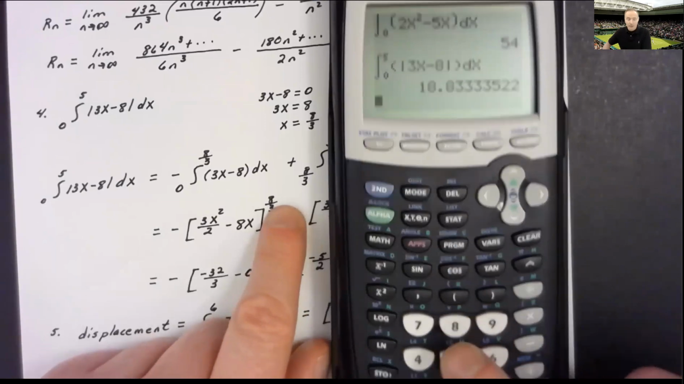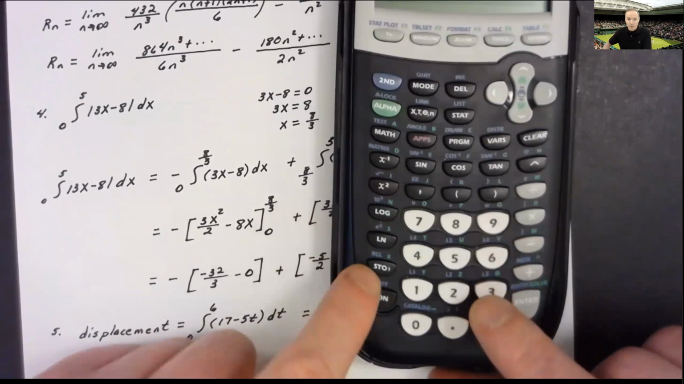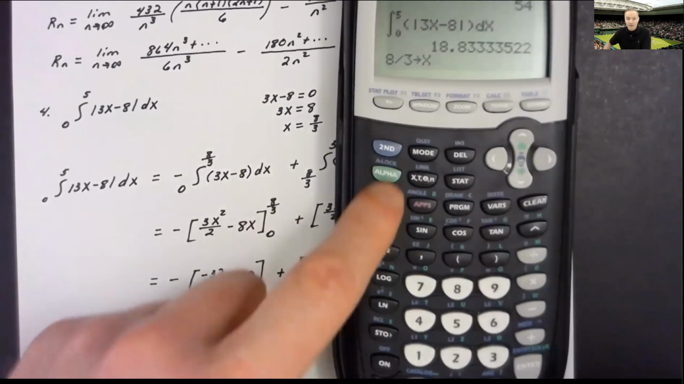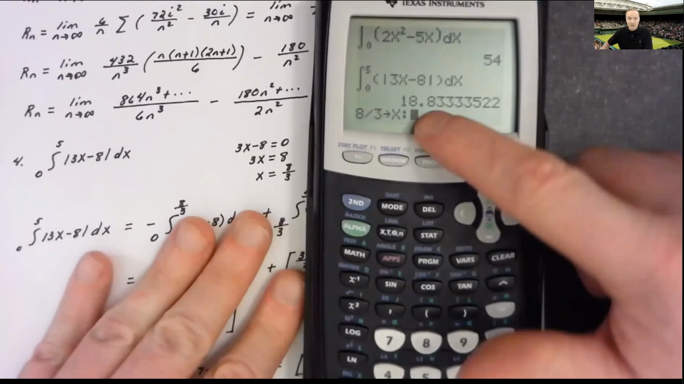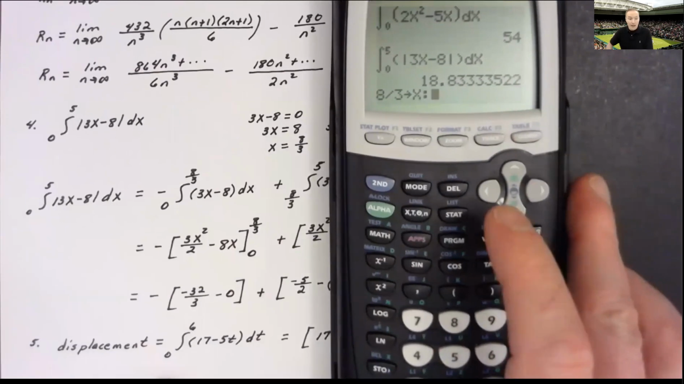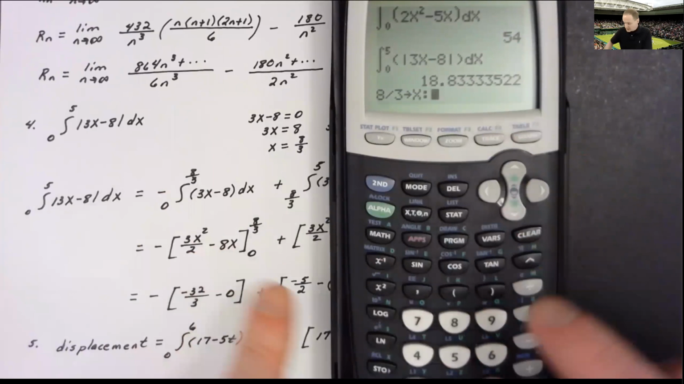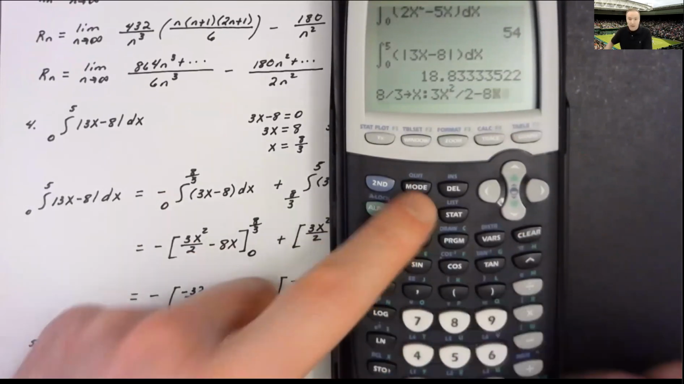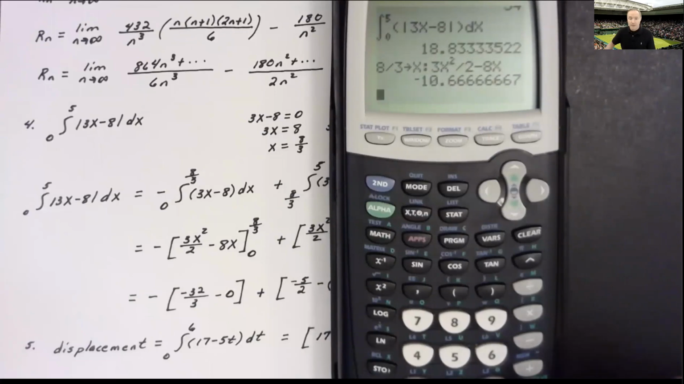I know I'm trying to plug 8/3 in for x, so I'm going to store 8 over 3 in for x. And then I'll hit alpha decimal to bring in the colon. And I'll type in my function, which is 3x squared over 2 minus 8x. Now, I have my function entered in. I'm evaluating it at 8/3. It's going to give me this answer.